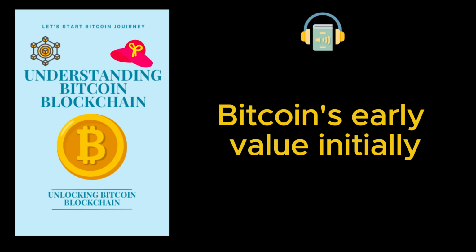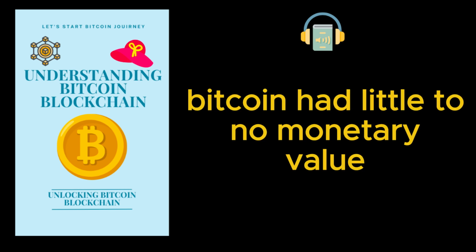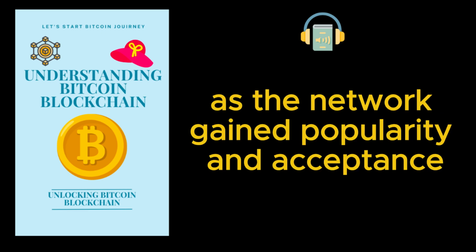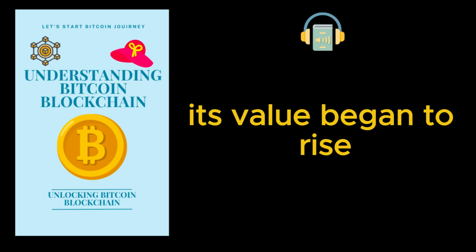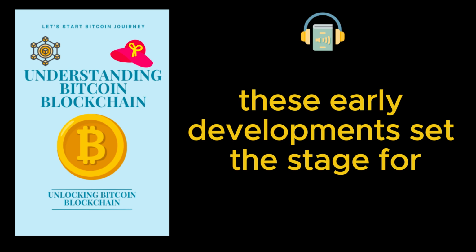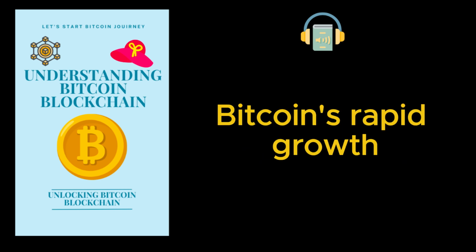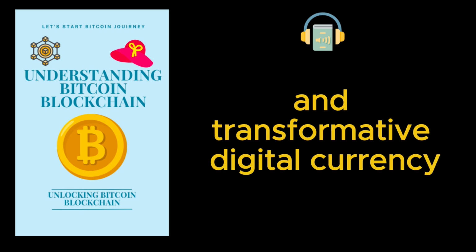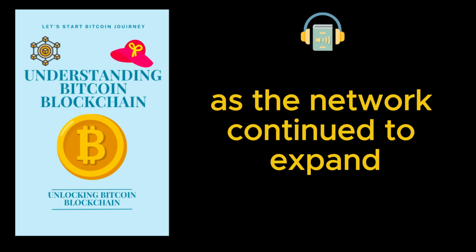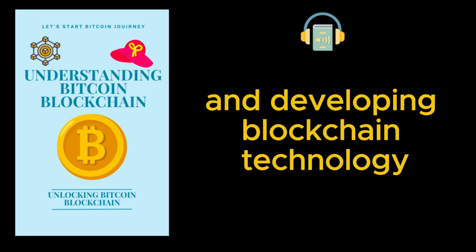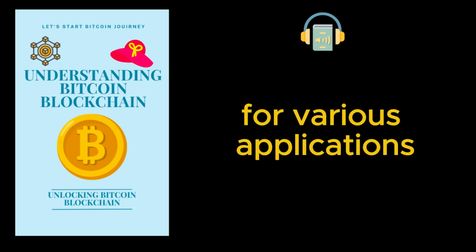Bitcoin's early value. Initially, Bitcoin had little to no monetary value, and its price was volatile. As the network gained popularity and acceptance, its value began to rise, attracting more attention and investment. These early developments set the stage for Bitcoin's rapid growth and eventual recognition as a legitimate and transformative digital currency. As the network continued to expand, so did the community's interest in exploring and developing blockchain technology for various applications.